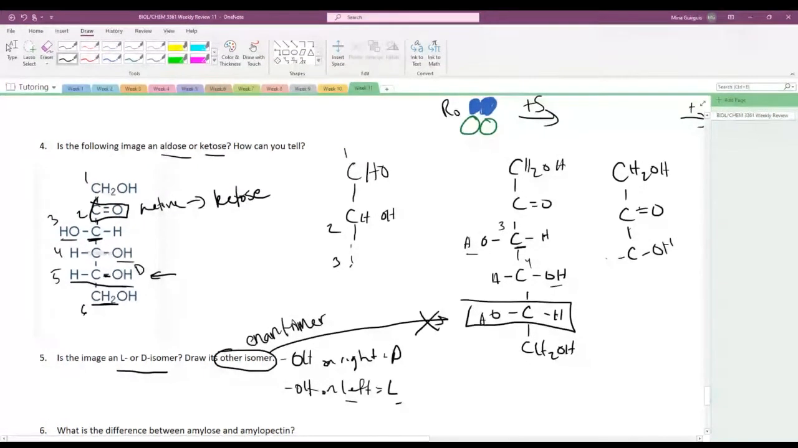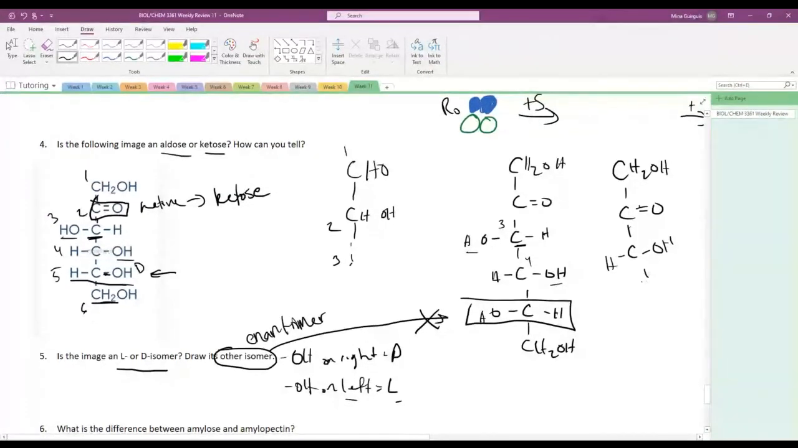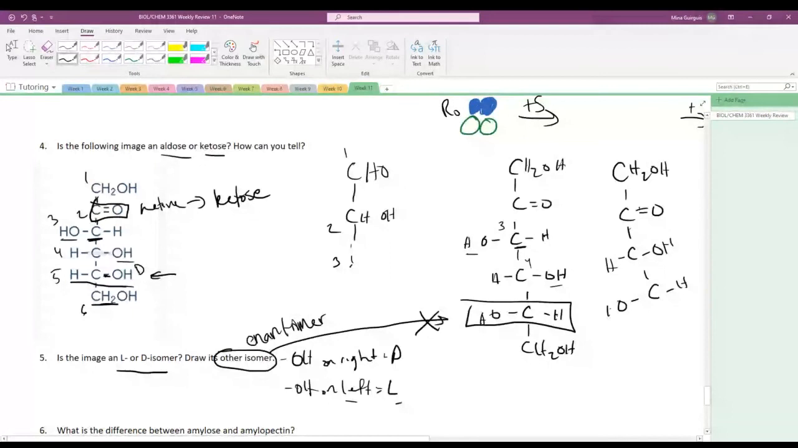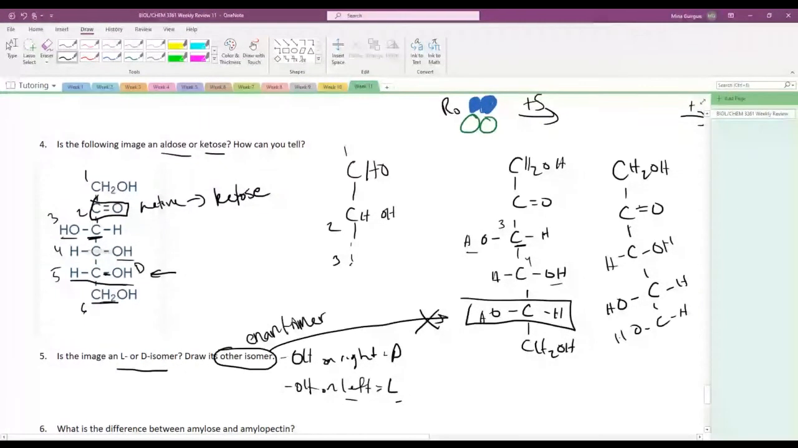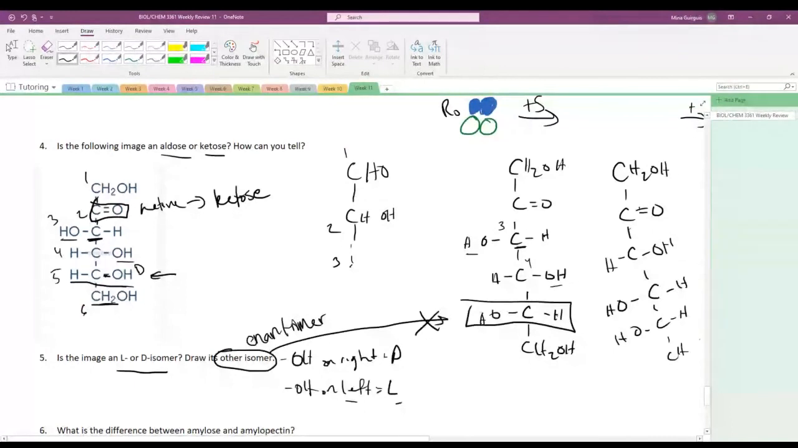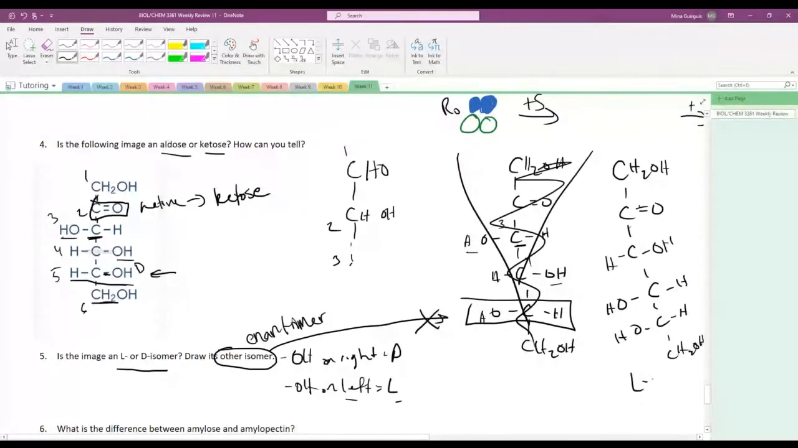Okay. Carbon number 4 has OH on the right. We're going to draw OH on the left. Number 5 is obviously on the left, as that's the one that makes it an L isomer, and finally CH2OH. So this is not L fructose. This is something else entirely. This is L fructose.